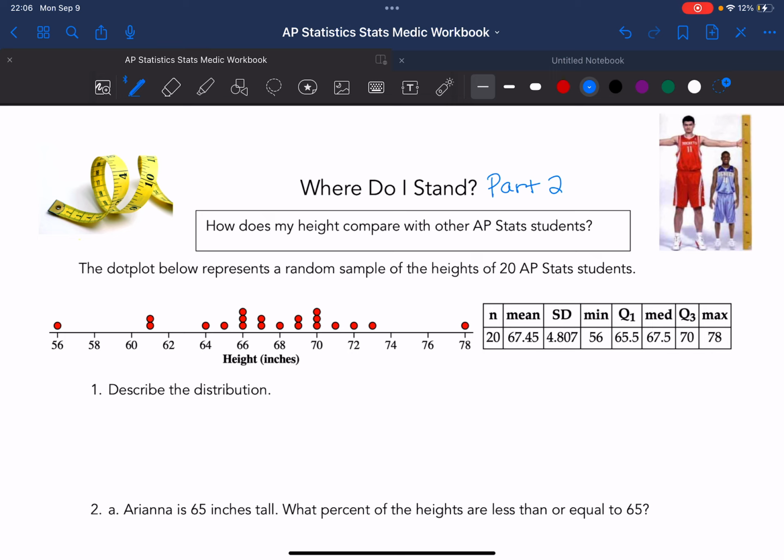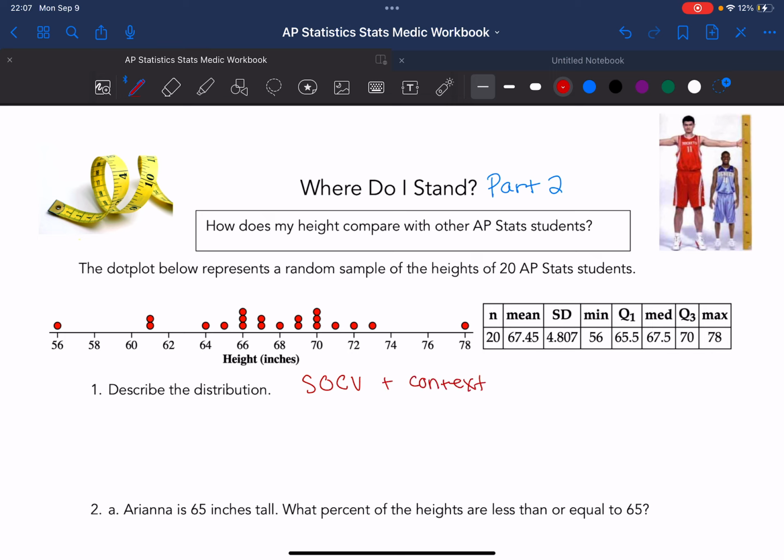Notice right next to the dot plot, it gives us the summary of data. That way we don't have to calculate too much here. Okay. So number 1 says describe the distribution. Remember, when we're describing distribution, we need to make sure that we describe S, O, C, V, and then context.